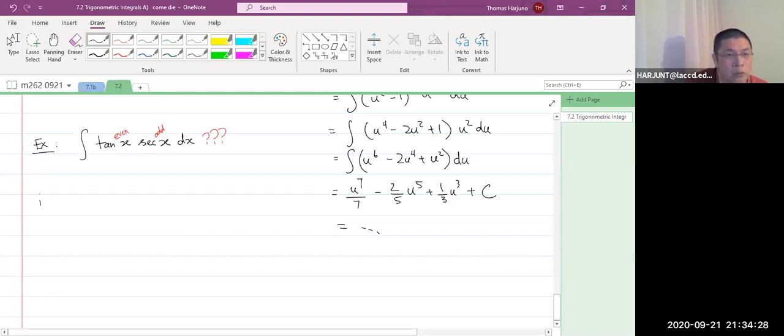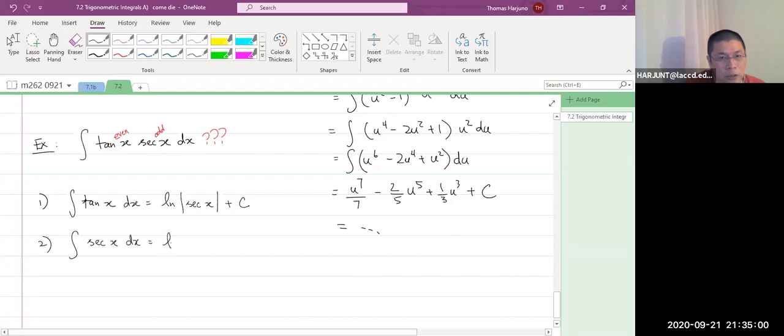The first one, what is the integral of tangent x? What is the integral of tangent x? Now, we did that before. I hope you still remember. But this is a little substitution here and there. This is natural log of secant x plus constant. How about the integral of secant x dx? This is natural log of secant x plus tangent x plus constant.